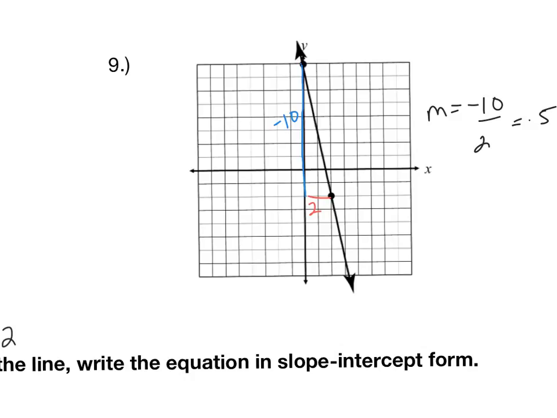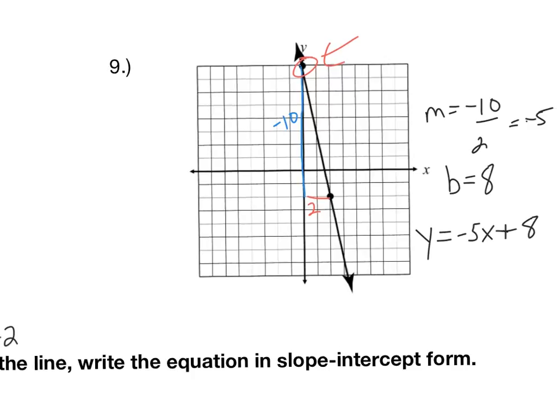What's my y-intercept? Well, it looks like my y-intercept is this point right here, which on the y-axis would be +8. So my y-intercept would be +8. So what would my equation be? y equals m, which is -5, x plus b, which in this case is 8. That's all you would have to do.